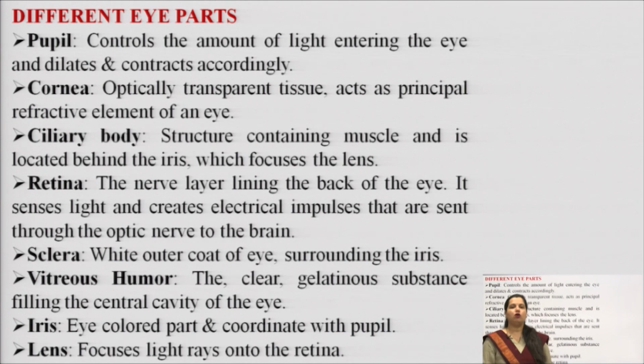Sclera, the white outer coat of the eye surrounding the iris. Vitreous humor, the clear gelatinous substance filling the central cavity of the eye. Iris is the colored part of the eye which coordinates with the pupil. Lens focuses light rays onto the retina.